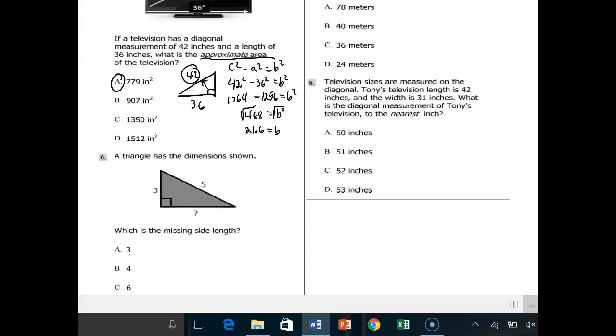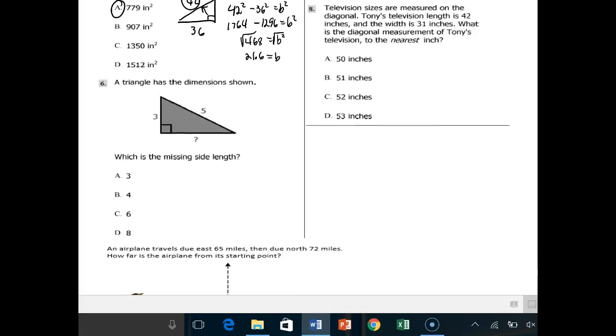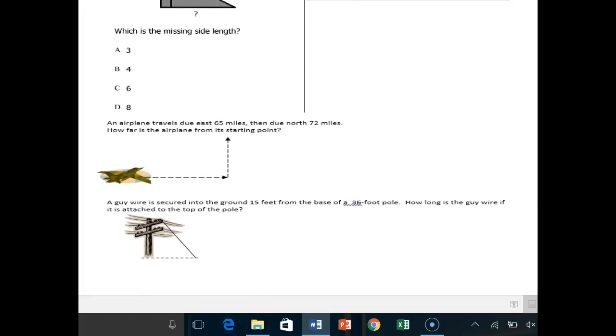Number 6 is a very straightforward problem. I will allow you to go ahead and do that on your own via Edpuzzle. Here we have an airplane that travels due east 65 miles, so here it's going east 65, and due north 72 miles. How far is the plane from the starting point? Well, here's its starting point right here, and you can just imagine, here's its end point right here. So we don't have our hypotenuse, therefore we'll use a squared plus b squared equals c squared.